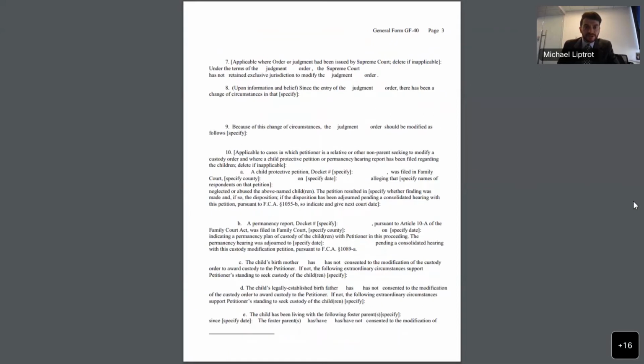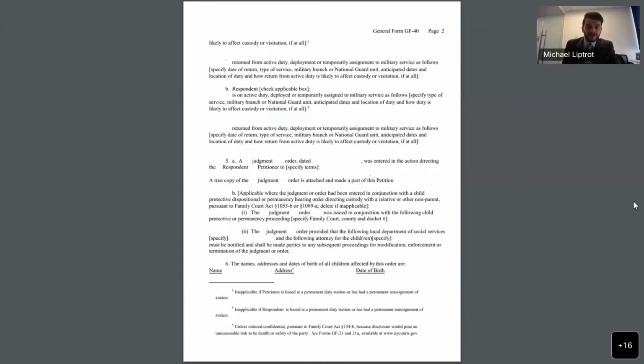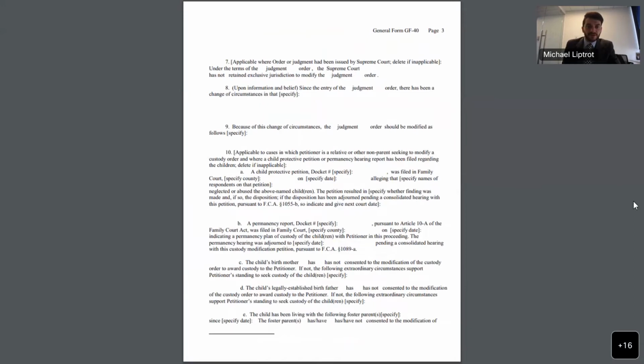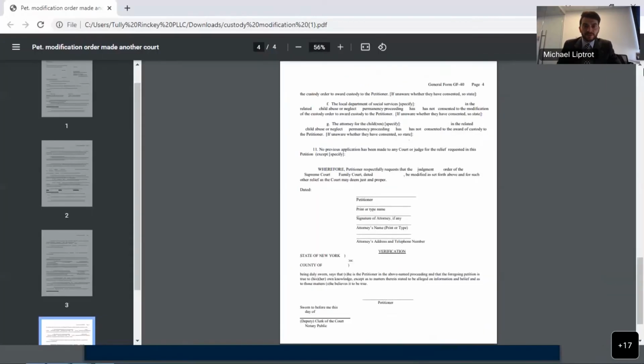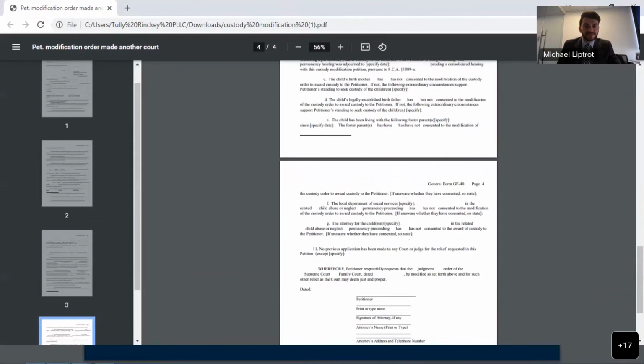So here you're going to list your basic information and then the prior order, and you are definitely going to want to attach the original order so that the court knows what you're seeking to modify. Even if the prior order is a family court order, you'll need to include that in your pleadings. And if we could just go up one more, I think page 3, Taylor.